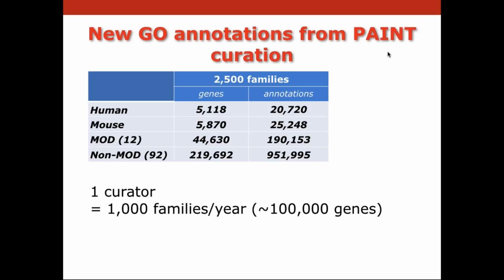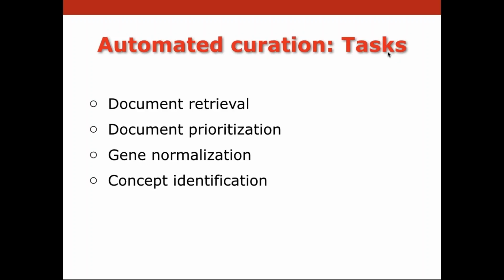This scales quite well, in the sense that one curator can do about 1,000 families a year, which, if you take the average, corresponds more or less to 100,000 genes. The only drawback is that, of course, we still need the primary annotations in order to be able to do this. But the nice thing is it annotates multiple genes that had no annotations. So now I'm going to switch gears a little bit to talk about automated curation.